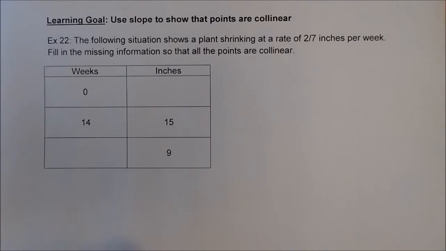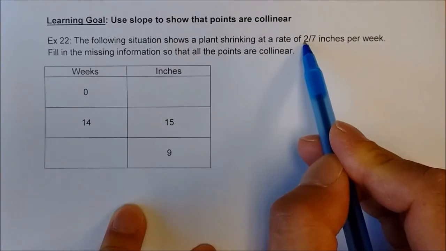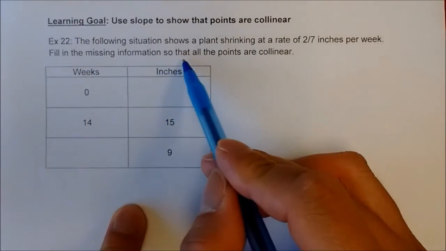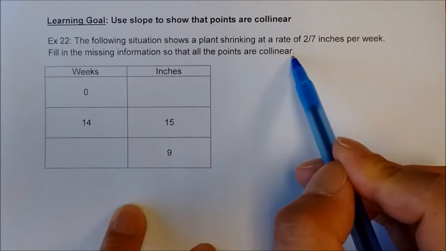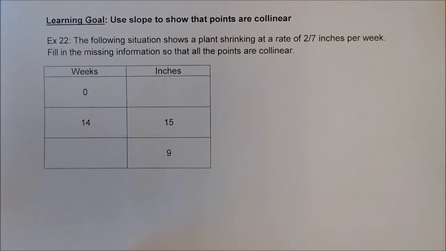In example 22, we have the following situation: a plant shrinking at a rate of 2/7 inches per week. Fill in the missing information so that all the points are collinear. So again, we have a table of values with some values missing. This is one for you to try. So pause the video and work it on your own. If you want to work with your neighbor, that's fine, but at least at the very end, check with your neighbor, and then I'll get back with you in a couple minutes and show you my answers.